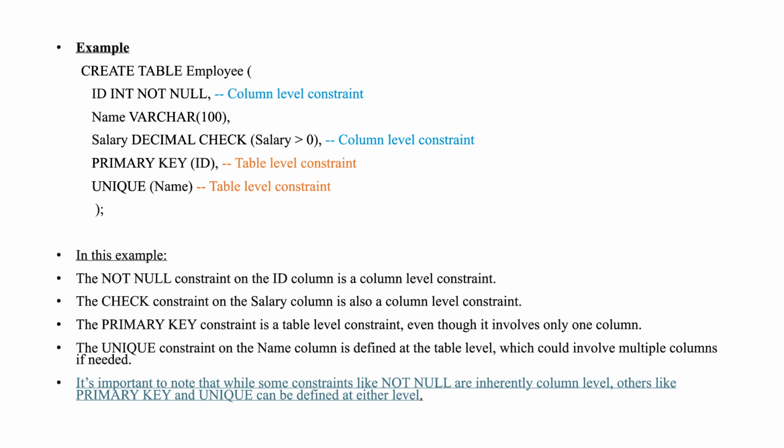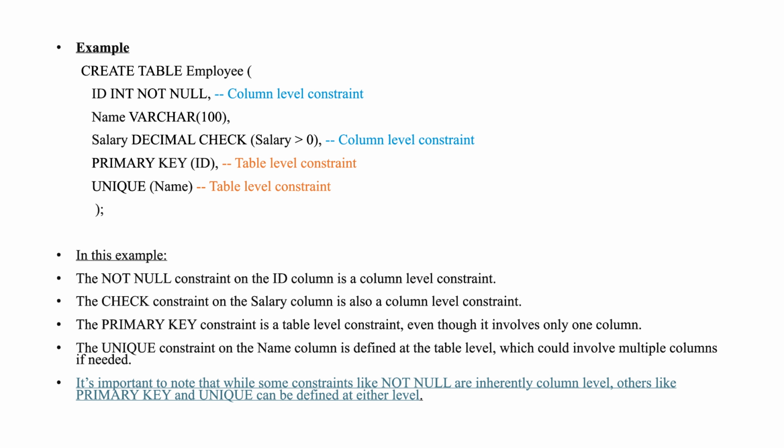We are applying a check constraint here. In the check constraint, salary greater than 0 means we cannot insert a salary less than 0. Next, we are applying primary key and unique constraint. We applied the primary key constraint to column ID at a table level. Next one is the unique constraint. Unique constraint at table level to column name.